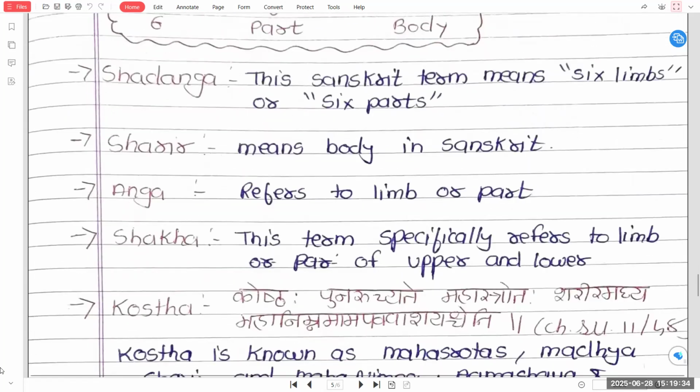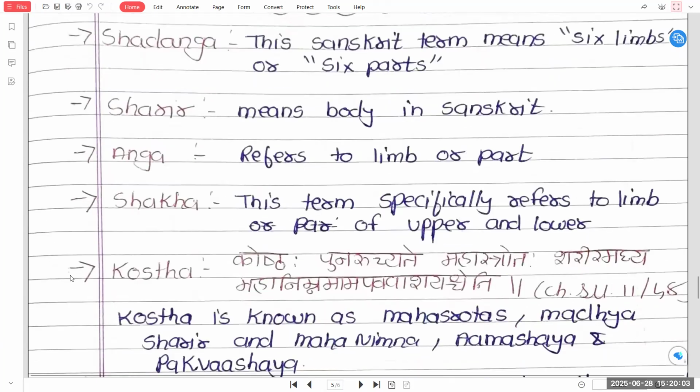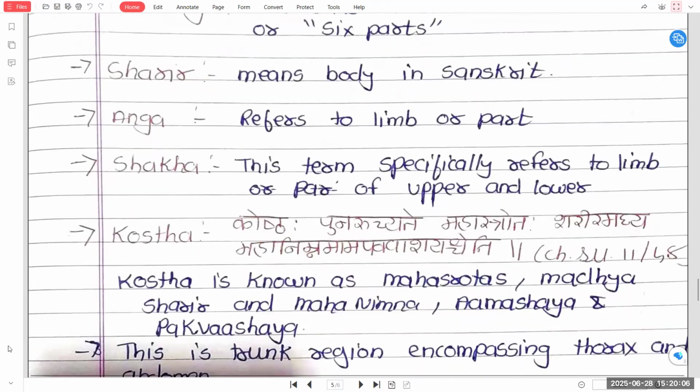Shadanga is the Sanskrit term meaning six limbs or six parts. Okay, six parts is the accurate term; six limbs is not the accurate terminology. So Shadanga is the Sanskrit terminology for six parts of the body. Sharir means the body in Sanskrit, and anga refers to the limb or the part. So which are the Shadanga? Shadanga are four Shakha, one Koshtha and Shira.